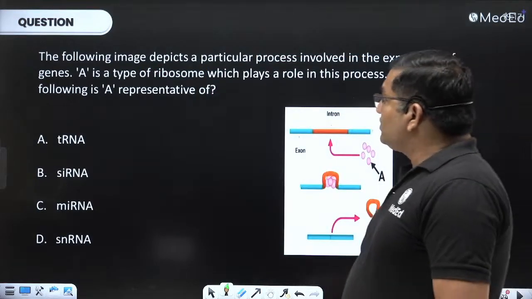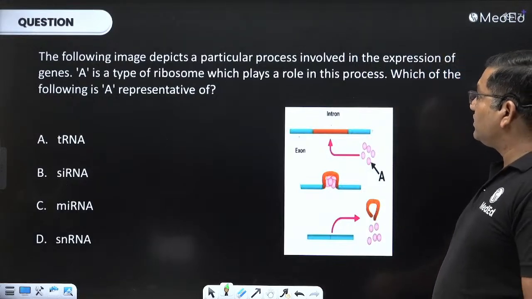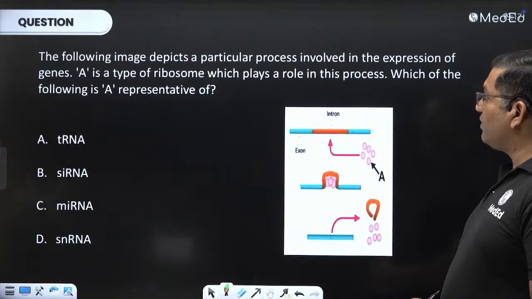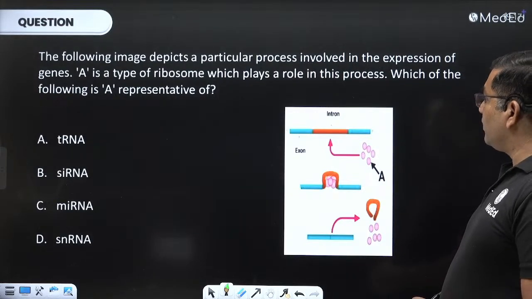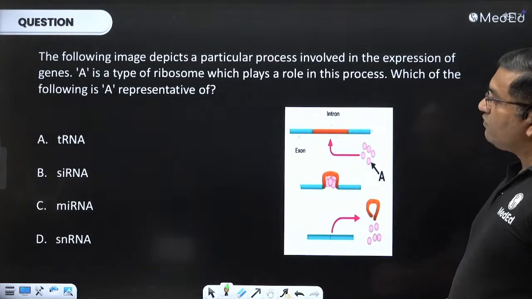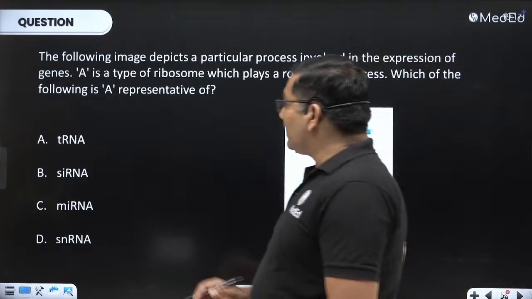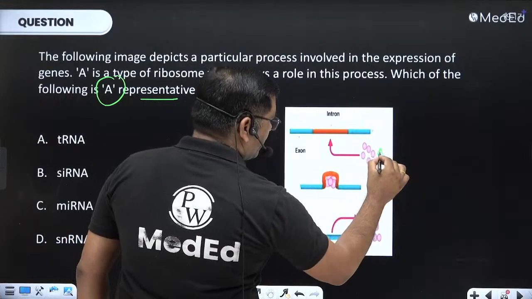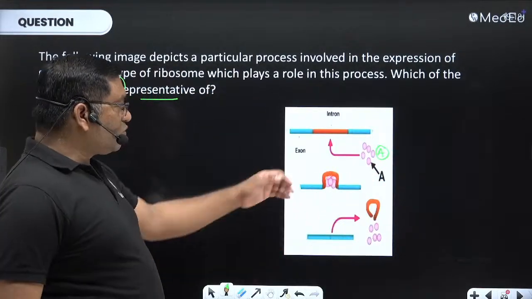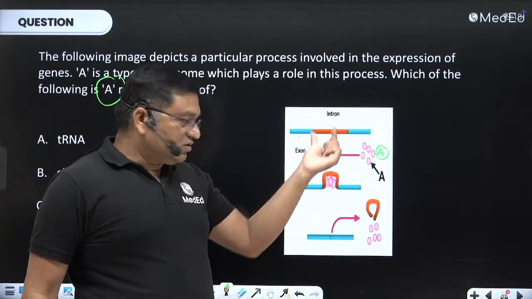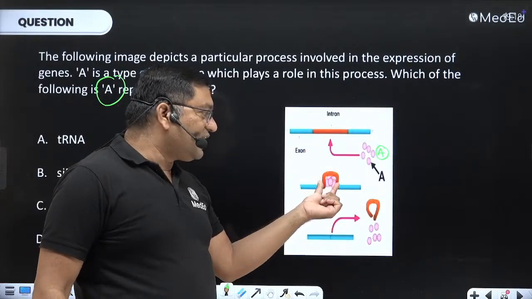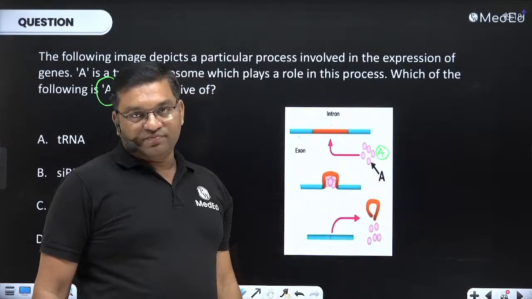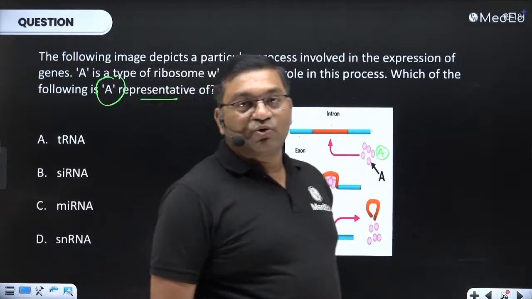The following image depicts a particular process involved in the expression of genes. A is a type of ribosome which plays a role in this process. Which of the following is it representative of? So here, this is A. What is this process known as? See, exon, intron, and this is lariat formation, loop formation, and this intron loop is removed by this A.